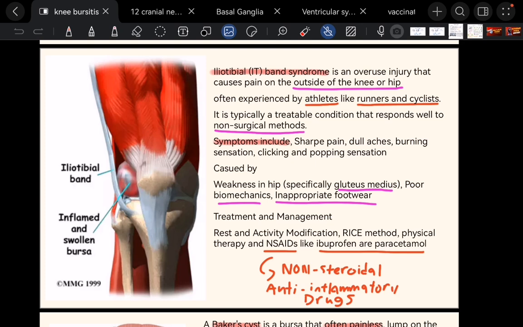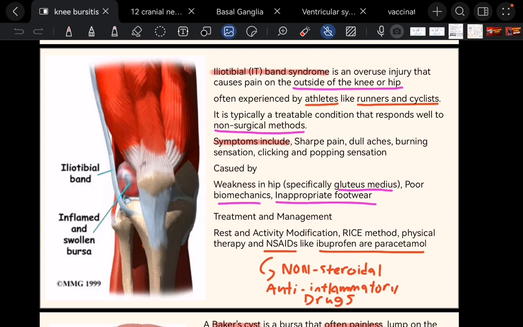It's caused by weak hips, specifically the gluteus medius muscle, so the abductor muscles, and poor biomechanics such as a flat arch or flat feet and improper footwear. Or you could have it due to alignment issues of the bones, such as the femur or tibia.